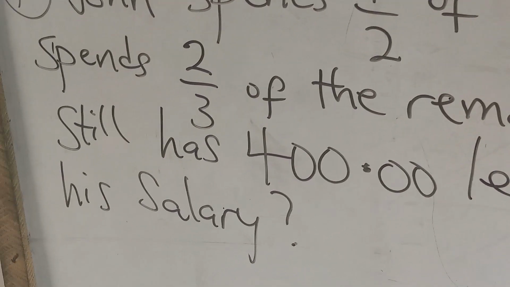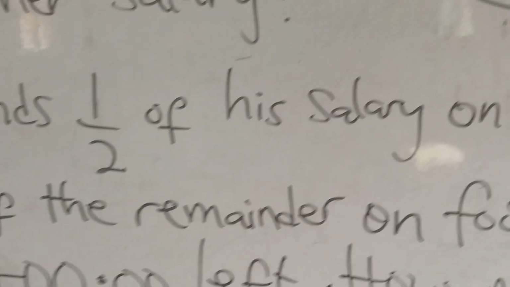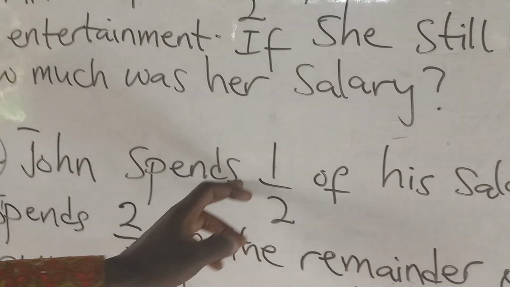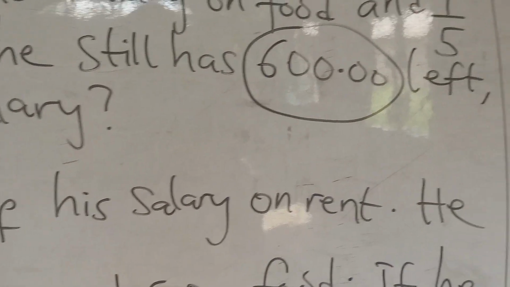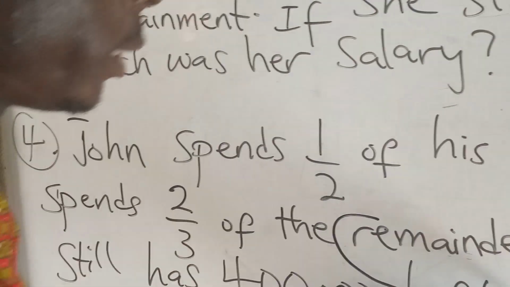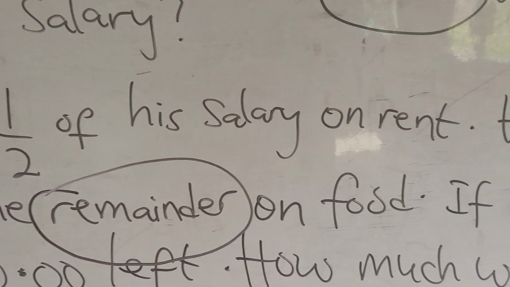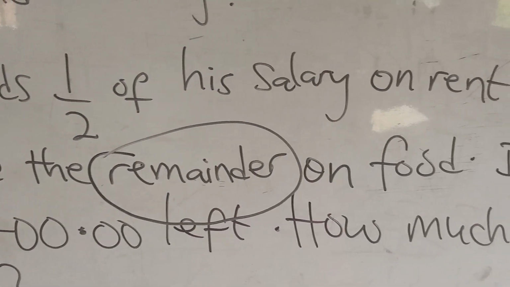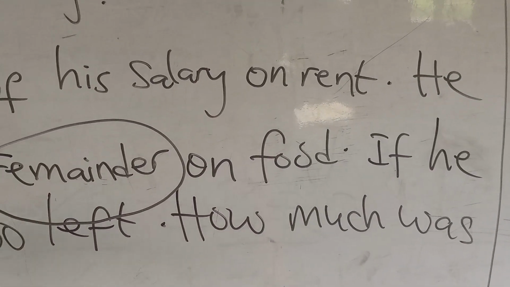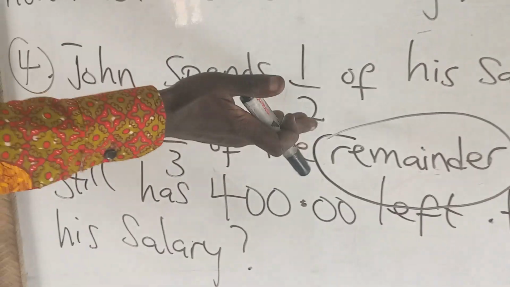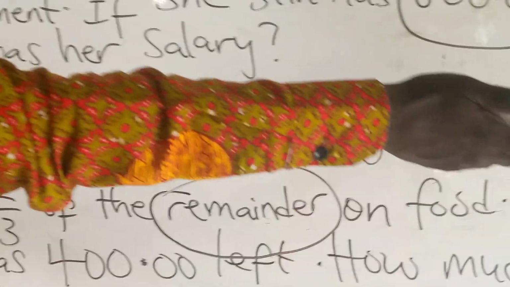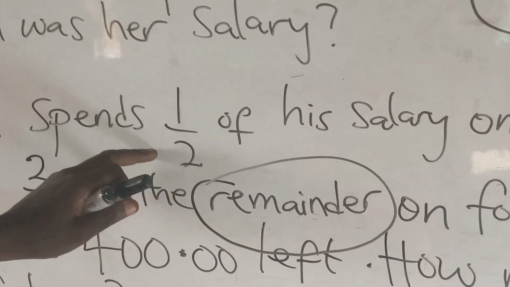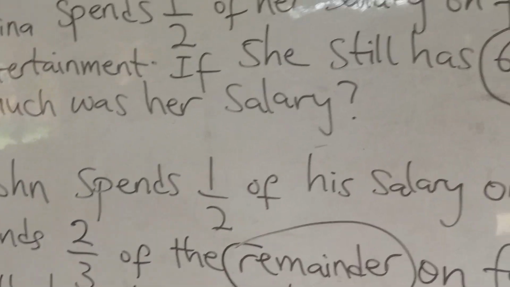Here too, they have asked you to find John's salary. For us to solve this question, you see now, they have given us one fraction on salary and one fraction on the remainder. The key word here is remainder. One fraction is on rent and one fraction is on the remainder. Once they have given you half of the salary on rent, you subtract this half from 1, and that will be the remainder. Half.